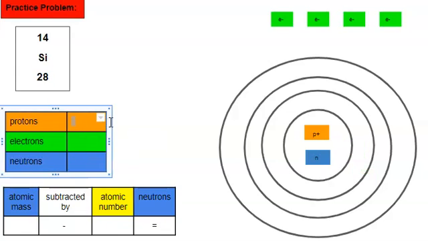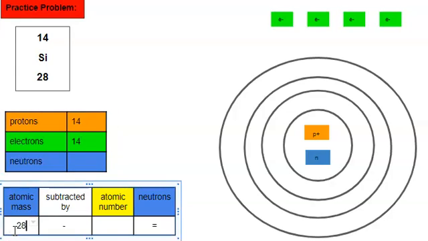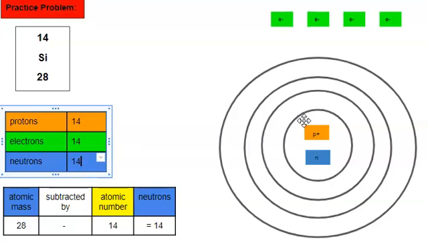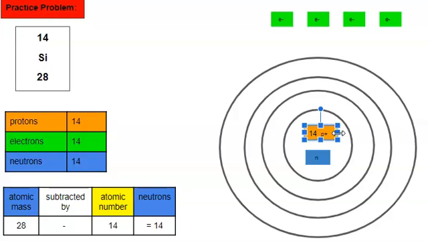Here's silicon. And silicon we have an atomic number of 14. So that's 14 protons, 14 electrons. To find our neutrons, we're going to take our mass of 28. We'll subtract it by 14. And that gives us 14 neutrons. So we'll put 14 in our neutron box. Go over here to our nucleus. We'll put in 14 protons. Adjust our box a little bit. And for our neutrons, we again have 14 of those also.